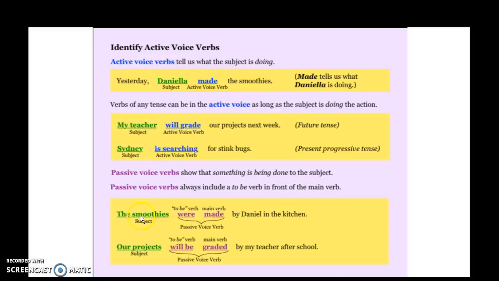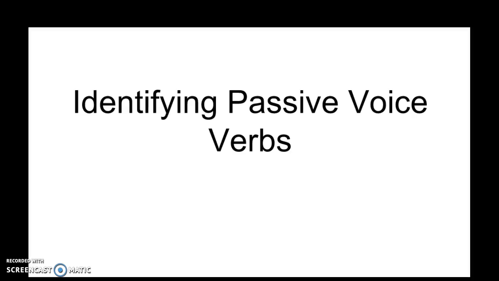It wouldn't work, okay? The smoothies were made by Daniel in the kitchen. We know that that's passive voice. Our projects will be graded by my teacher after school. The teacher's the one grading. Daniel's the one making. That's why these are passive. The subject is in front of the action verb that is pertaining to the direct object, all right?